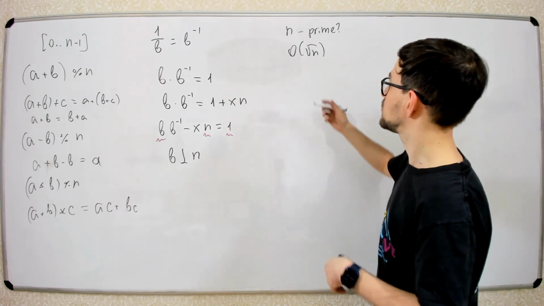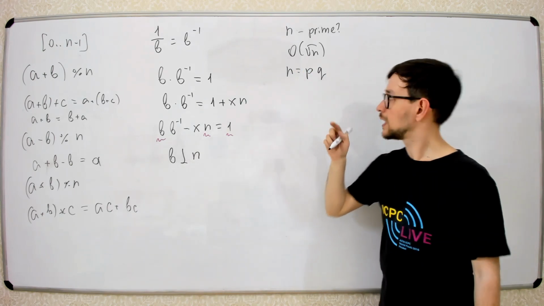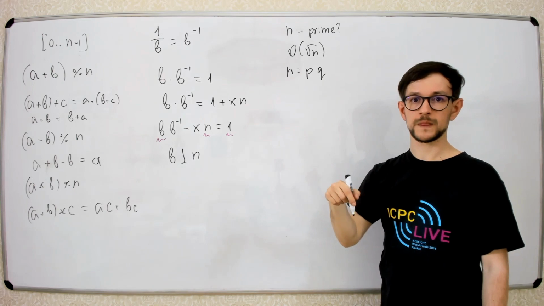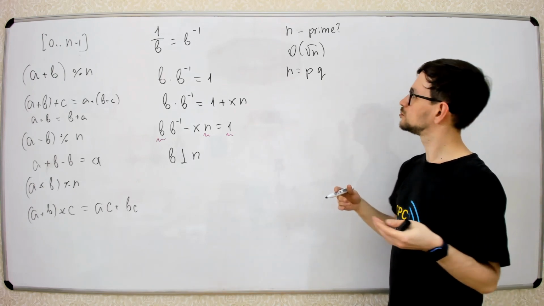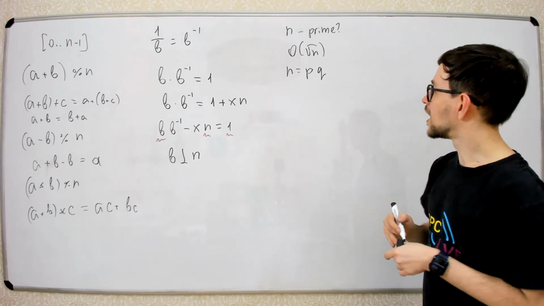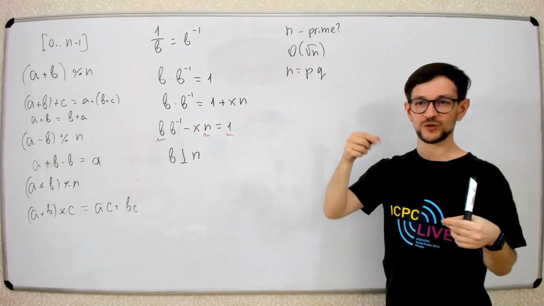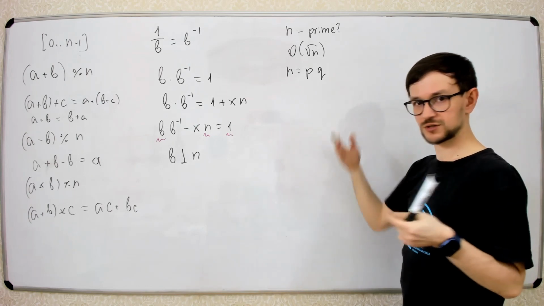Why so? Because if n is not prime, then n is a product of some p and q, and at least one of them must be less than the square root of n. So any non-prime number has a divisor which is less than or equal to the square root of n. So you can just do it like this.